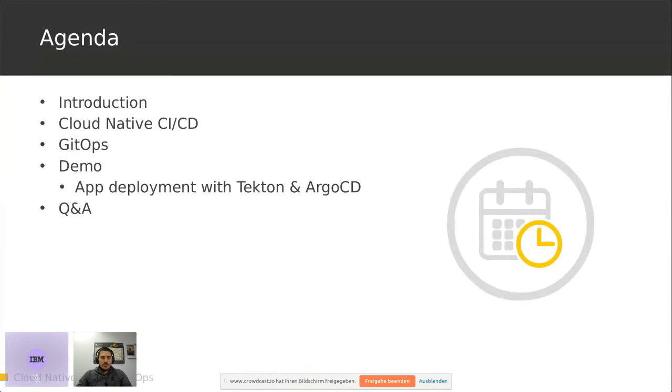And now let's dive into the agenda. I will give a short introduction on what cloud native CI/CD and GitOps are. Then we will have a look at cloud native CI/CD, which today will be the Tekton CI/CD engine. Then we will look at ArgoCD as the GitOps engine. Then we will dive into the demo and try to deploy the application with Tekton and ArgoCD. And at the end, we will have time for questions and answers.